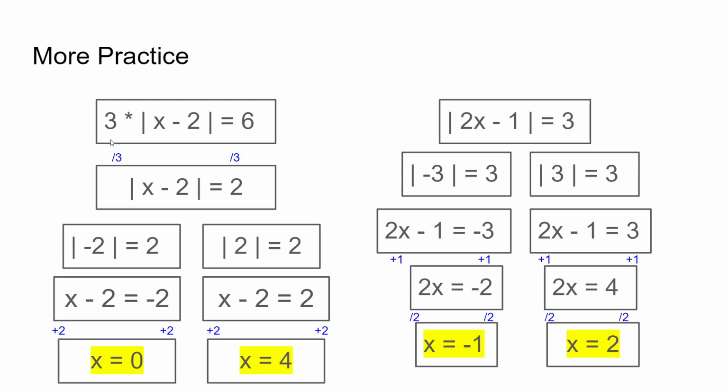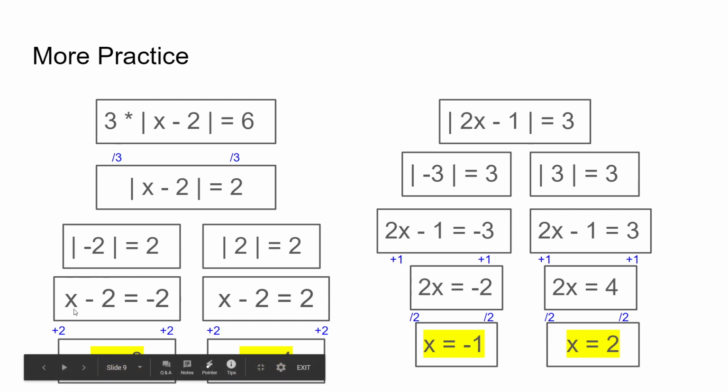So first thing is to isolate the absolute value all on its own, because right now it's being multiplied by 3, so we have to divide each side by 3, and we get the absolute value of x minus 2 is equal to 2. Then we have to identify our two potential answers. We could have negative 2 or 2 inside the absolute value, both give us 2.